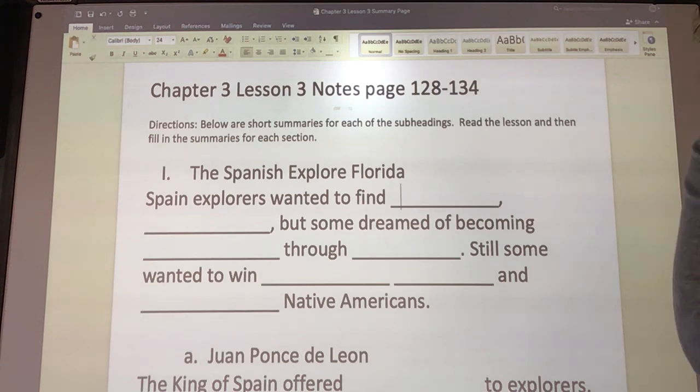This was Friday's social studies assignment. I gave you some summaries that you were filling in. I pulled out some information, and you had to put that information in to make it make sense. Okay? So when we're summarizing, what are we doing?